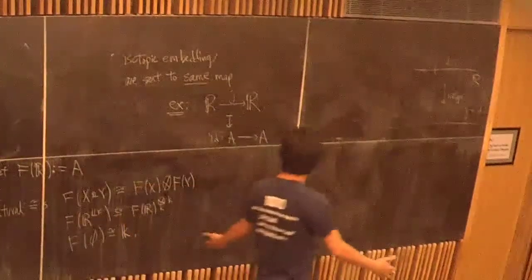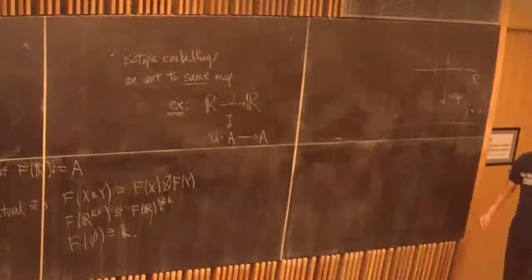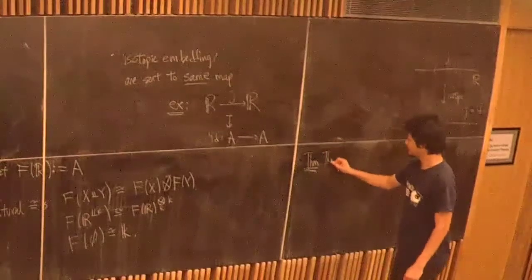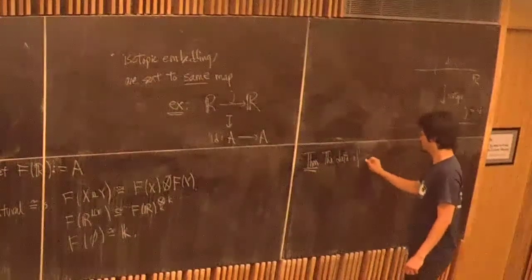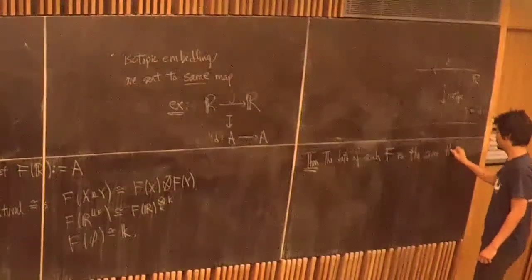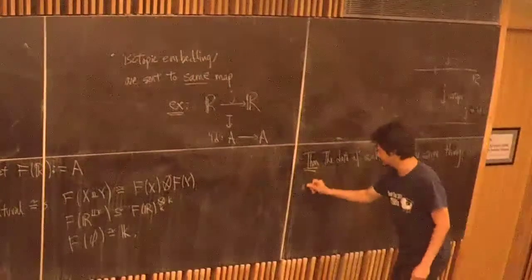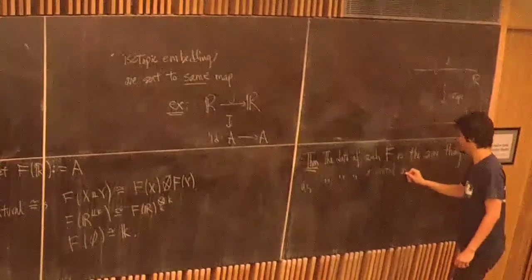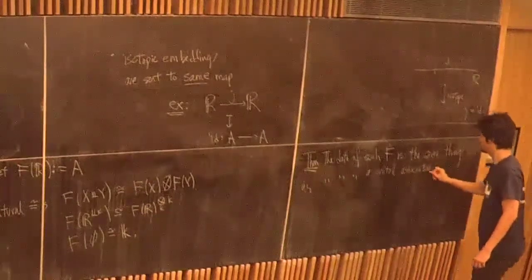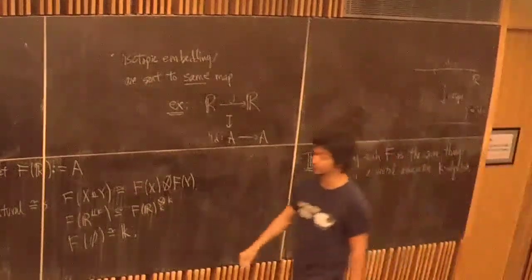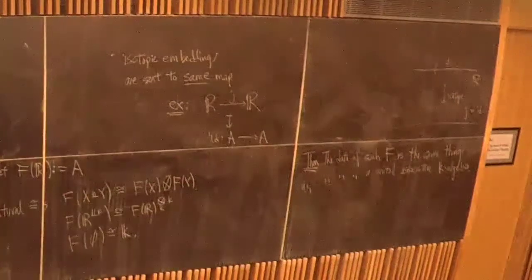Why am I wasting your time talking about one-dimensional manifolds that happen to be disjoint unions of real lines? Here's a theorem. The data of such a functor f is the same thing as the data of a unital associative algebra over K. So it's not an accident that I chose the notation capital A. So again, in case this is the first time that you've seen this, let me sketch a proof of this fact.